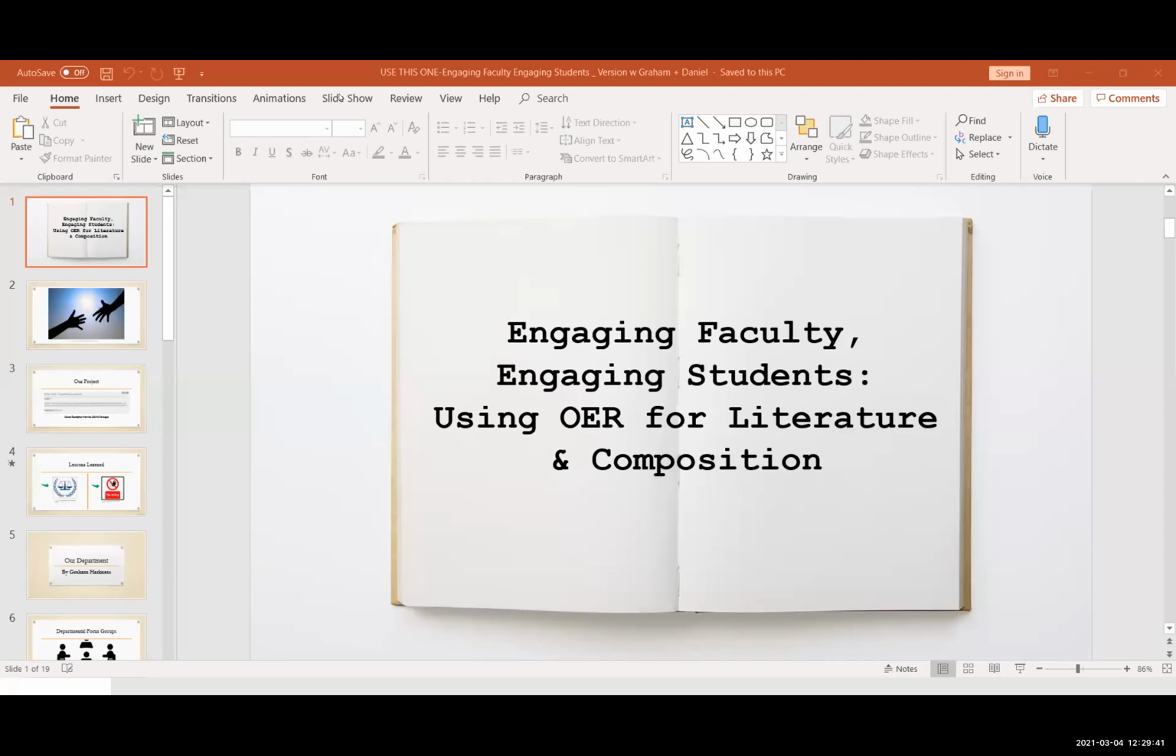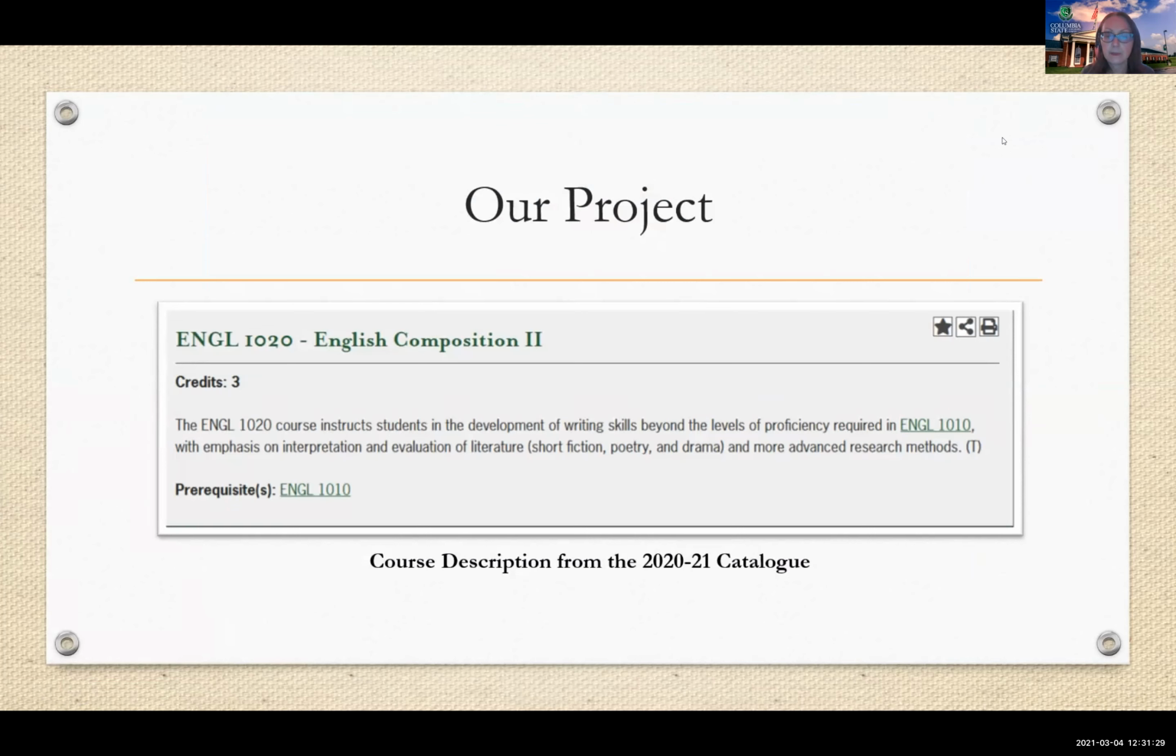So we want our entire department to see themselves as our partners in this project. And this is one of the ways that OER is different from the traditional textbook. Now this slide shows the Comp 2 description in our current catalog. Our resource includes original study questions and essay prompts and guides on how to teach particular texts that are developed with input from the rest of our faculty.